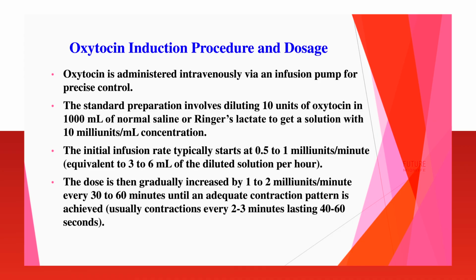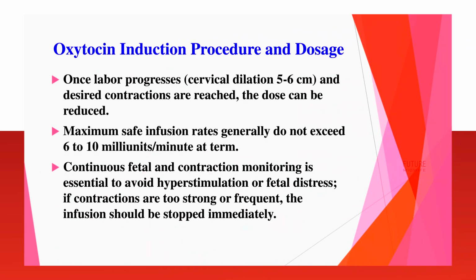The dose is then gradually increased by 1 to 2 milliunits per minute every 30 to 60 minutes until an adequate contraction pattern is achieved. If the mother is getting contractions every 2 to 3 minutes, lasting 40 to 60 seconds, it is considered as good uterine contraction. Once labor progresses, that means if the mother attains cervical dilatation of 5 to 6 cm and desired contractions are reached, the dose can be reduced.